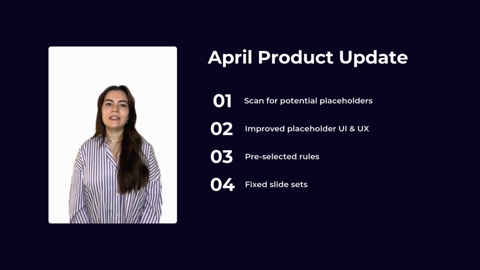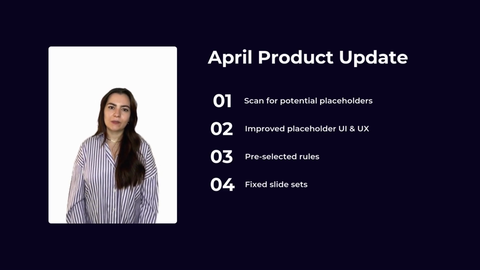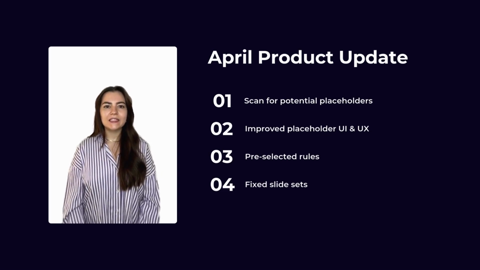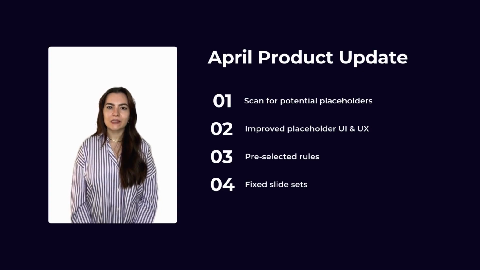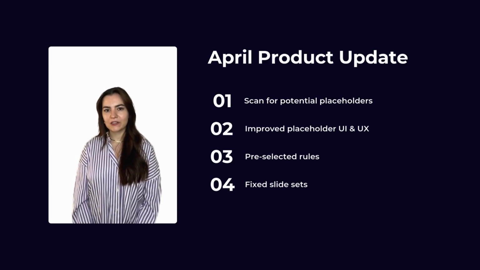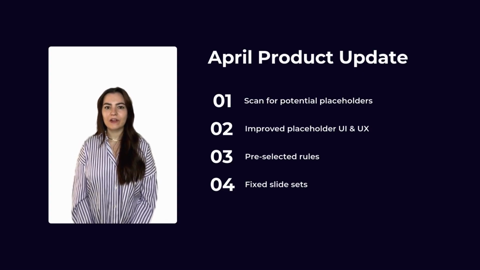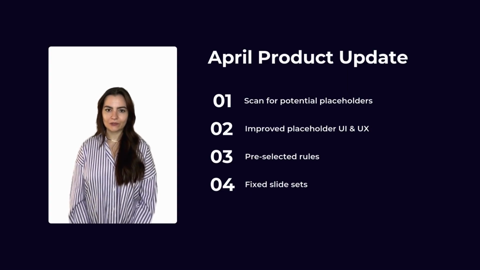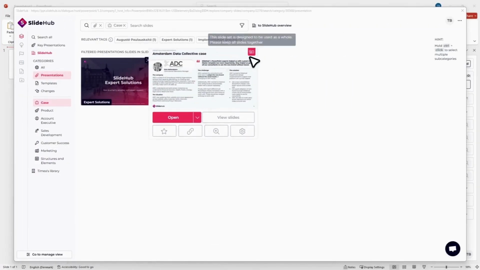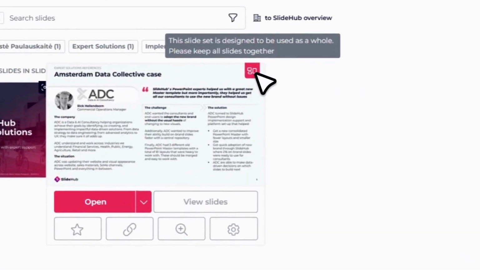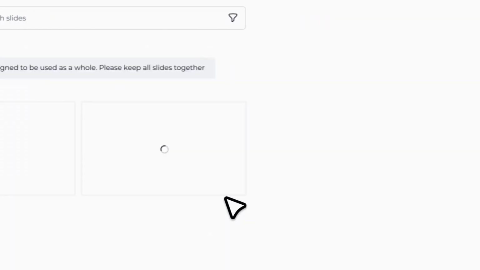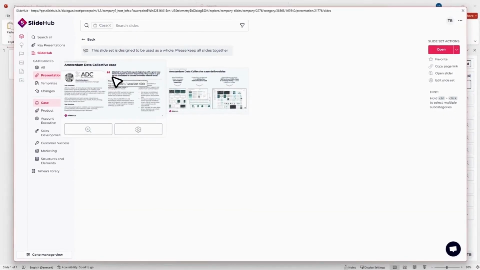These slides will automatically stay linked and be inserted as a complete set whenever used. This feature is designed to preserve important messaging and structure across presentations, ensuring that key slides are never accidentally separated or left out. Slide sets are a new type of presentation designed for slides that are always meant to be used together, whether to maintain a clear narrative flow or to ensure key slides like disclaimers are never shown out of context.